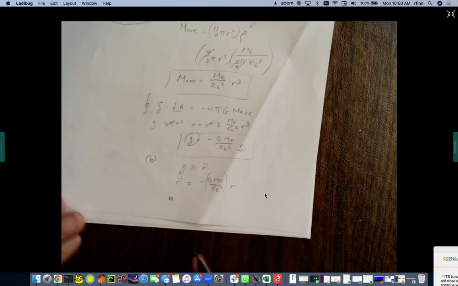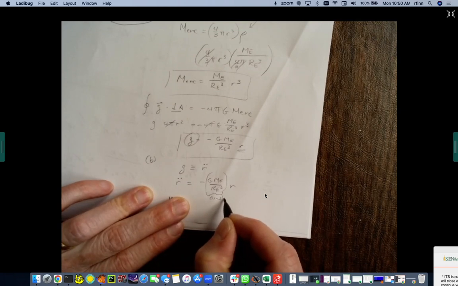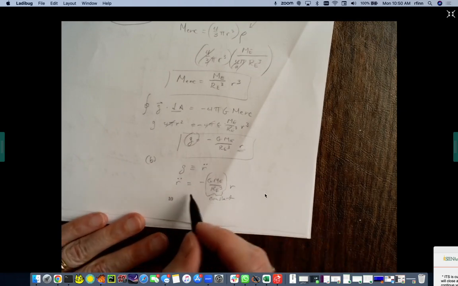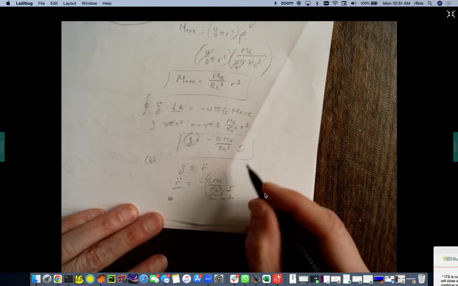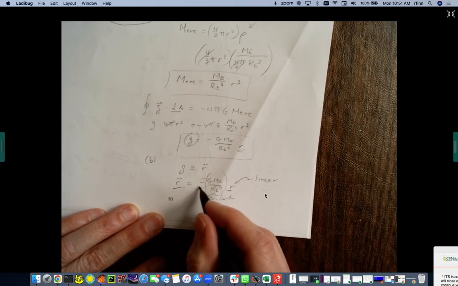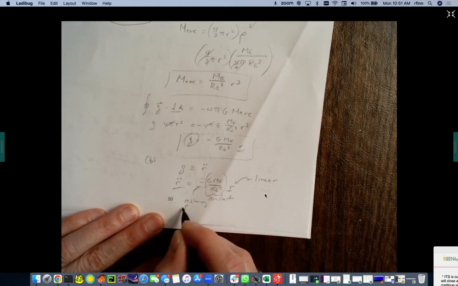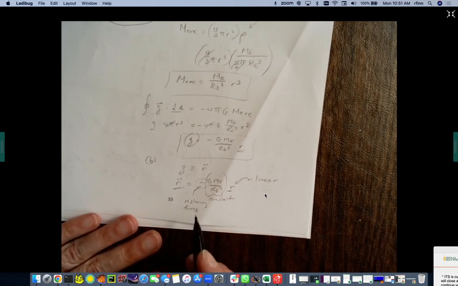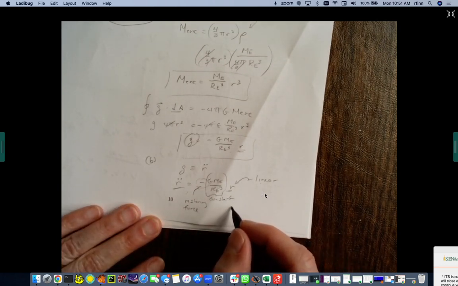So this is the form of a harmonic oscillator, right? So we have this is a constant. My acceleration is proportional to my displacement, so that's the linear part. And then I have the negative sign, which means it's a restoring force, trying to bring me back to equilibrium. So a linear restoring force gives rise to simple harmonic motion.